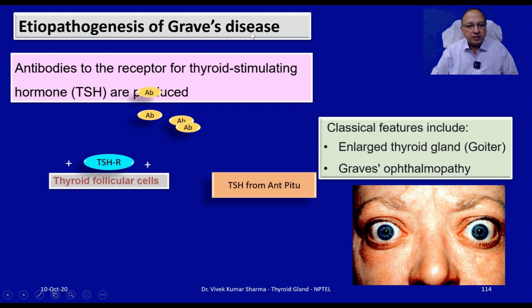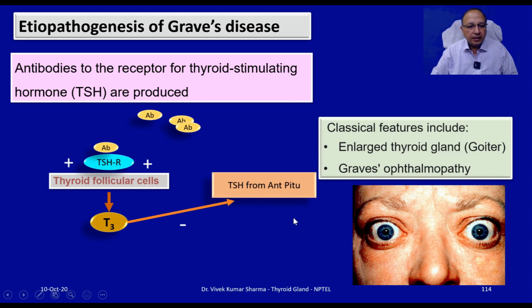So the etiopathogenesis of Graves' disease is that antibodies to the receptors for the thyroid stimulating hormone are produced, and they will keep on stimulating thyroid hormone synthesis from the thyroid gland, so these receptors are going to be constitutively active, and there will be an increase in the T3 and T4 levels. Because of a very high level of T3 and T4, there will be negative feedback inhibition of the TSH from the anterior pituitary.